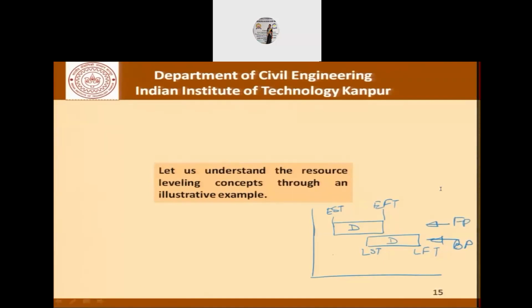And remember that the activity can be scheduled anywhere between these two extremes, that is, within EST and LST. If the activity starts anywhere in this region, it will get completed anywhere in this region, and this will not compromise the length of the project. So that is precisely the kind of thought process that goes on in leveling of resources.